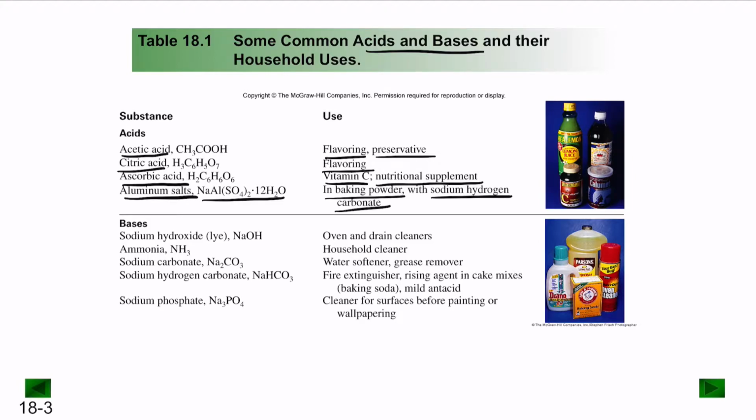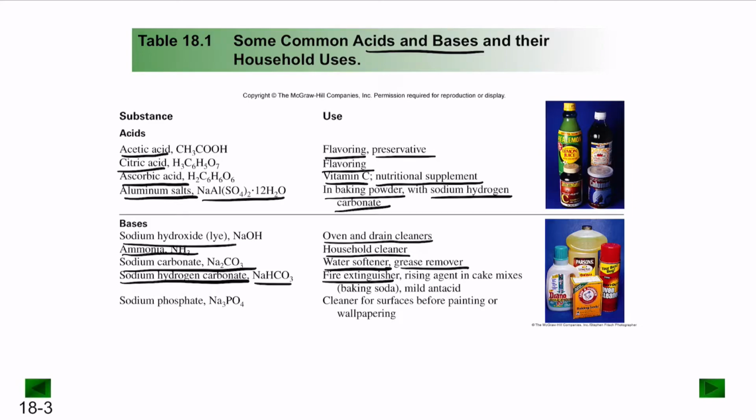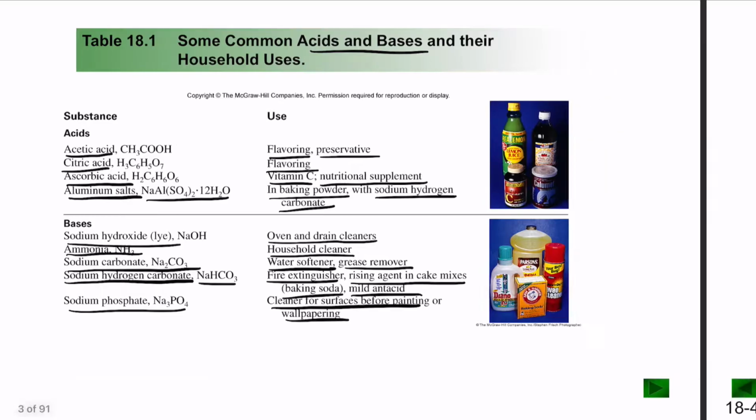Let's look at some of the bases. Start with sodium hydroxide, more commonly used as oven and drain cleaners. Ammonia, used as a household cleaner. Sodium carbonate, used as a water softener and grease remover. And you have sodium hydrogen carbonate, which is generally used as a fire extinguisher, rising agent in cake mixes, generally called baking soda, and as a mild antacid. You have sodium phosphate, used as a cleaner for surfaces before painting or wallpaper.